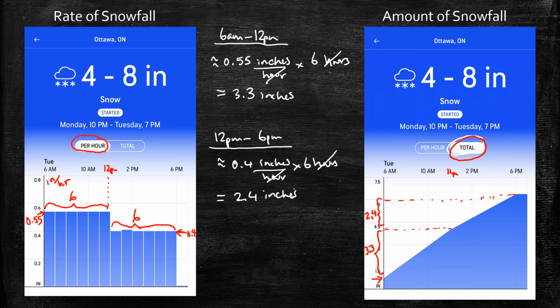And then if you look over at this curve, after 6 p.m. it looks like there was hardly any snowfall, and that's why over here the amount of snowfall doesn't change. So the total snowfall over that interval is 3.3 plus 2.4, which is 5.7 inches. So what we learned from taking the area under the rate curve, rate of snowfall, from 6 a.m. to 6 p.m., is that the amount of snow that was predicted to accumulate would be 5.7 inches. And that's a very practical application of this concept.